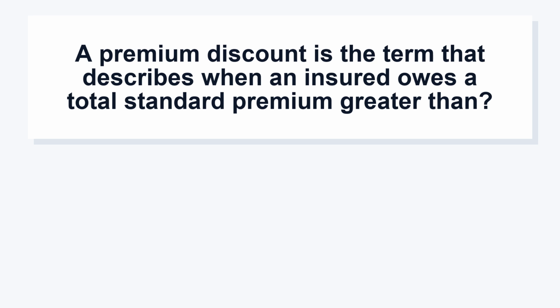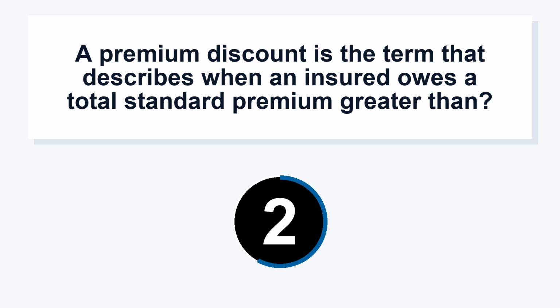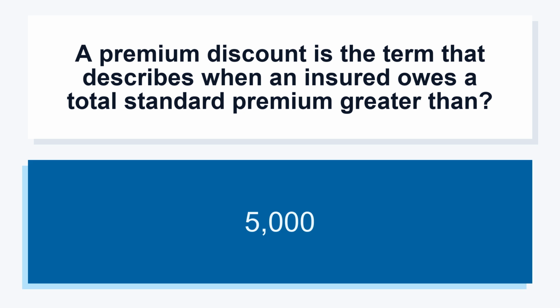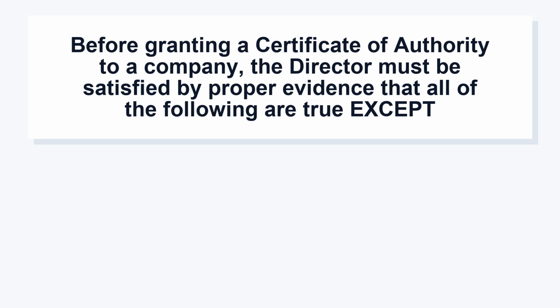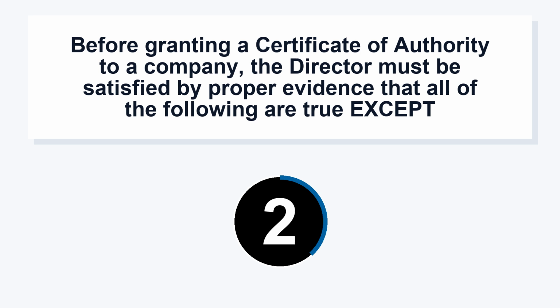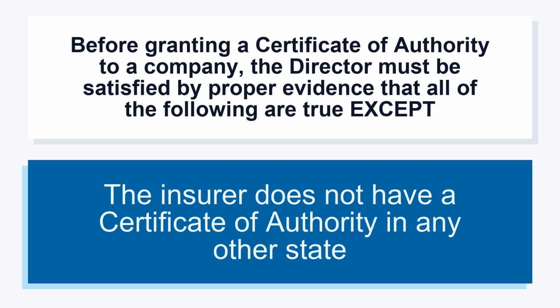A premium discount is the term that describes when an insured owes a total standard premium greater than $5,000. Before granting a certificate of authority to a company, the director must be satisfied by proper evidence that all of the following are true except the insurer does not have a certificate of authority in any other state.